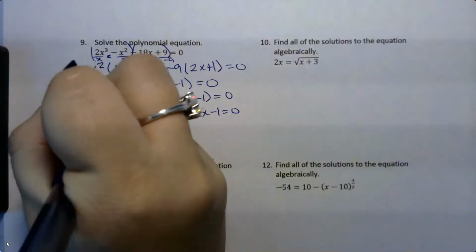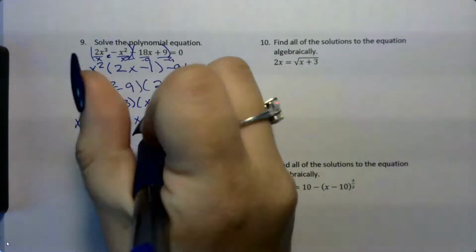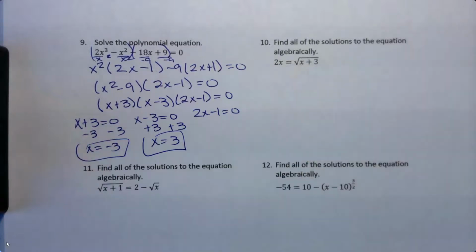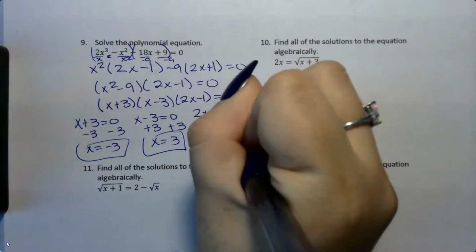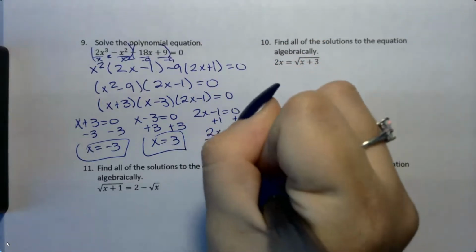So the first one, I want to subtract 3 on both sides. I get x equals negative 3. The second one, I add 3 on both sides. I get x equals positive 3. And then the last one, I add 1. I get 2x equals 1. Then I divide both sides by 2. I get x equals 1/2.